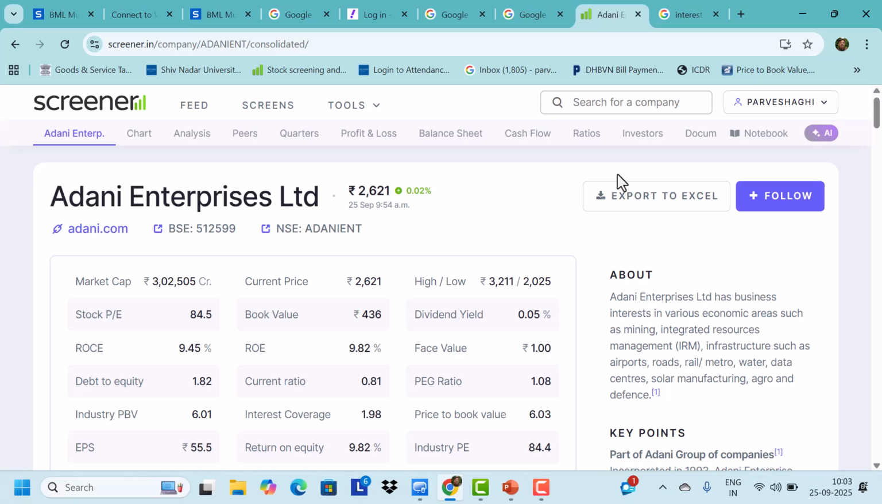1.98. Okay, so is it good or bad? It is not as good as Tata Motors or Reliance, because they have interest coverage ratios of only 1.98. So that means if something happens to Adani, they'll struggle to pay the loan.